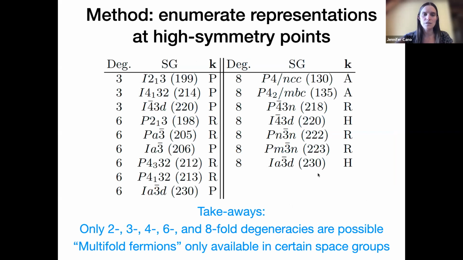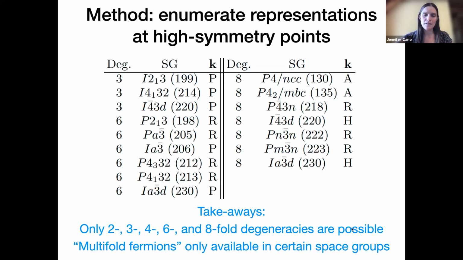So these are the results of our search. We found that besides 2- and 4-fold degeneracies, which we already knew about from Weyl and Dirac fermions, we could get 3-, 6-, and 8-fold degeneracies. And in all of these examples, considering there are 230 space groups, this is a pretty small list. These all have a very specific property, which is that these are all non-symmorphic space groups. So I'll explain a little bit why in a moment. But these combinations of screw and glide symmetries can enforce higher degeneracies.